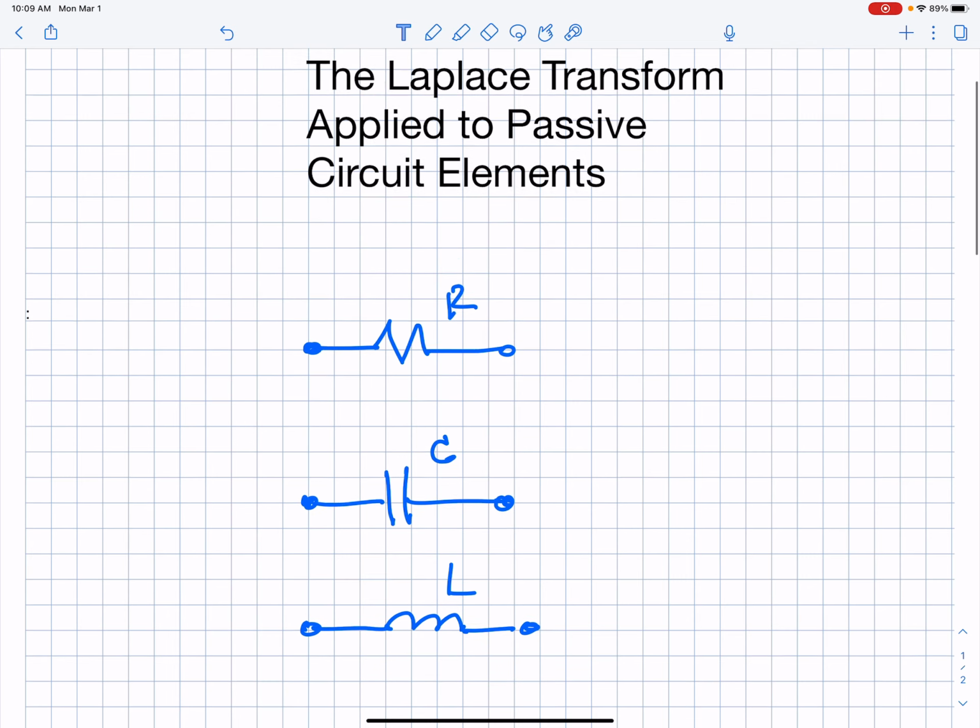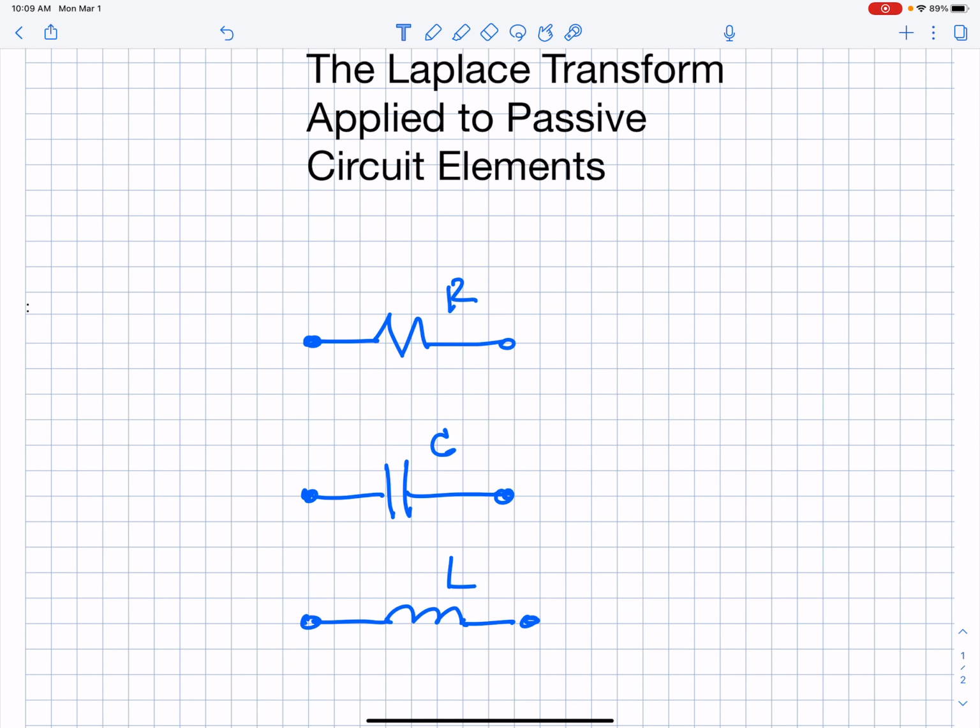All right, the approach I wanted to do is to show you that you can actually take the Laplace transform of circuit elements, and the nice thing about that is that the Laplace transform turns everything into something that acts like a resistor. Okay, we call that an impedance if it's something that is acting like a resistor. Okay, so let's get started.